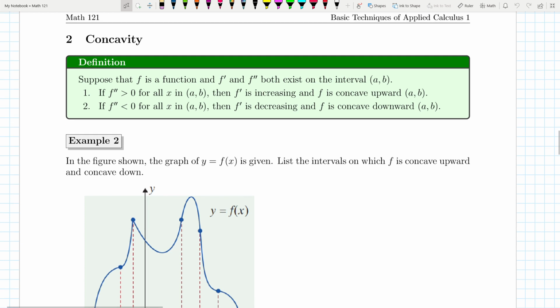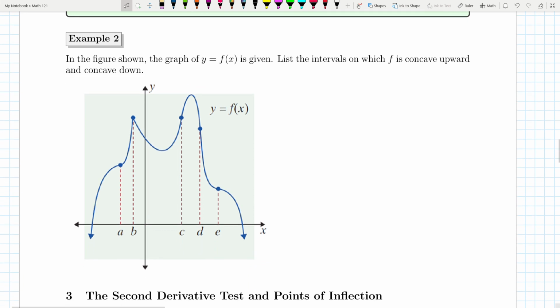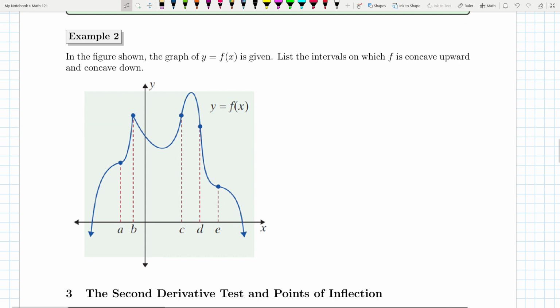When we have a function f and its first two derivatives both exist on the interval a and b, when the second derivative is positive, the original function is concave up. On the other hand, if the second derivative is negative, then the original function f of x is concave down. And well, to illustrate this, let's look at an example with only a graph in which we will identify the intervals in which f of x is concave up or concave down. So concave down. And we are going to list the intervals in which it's concave down.